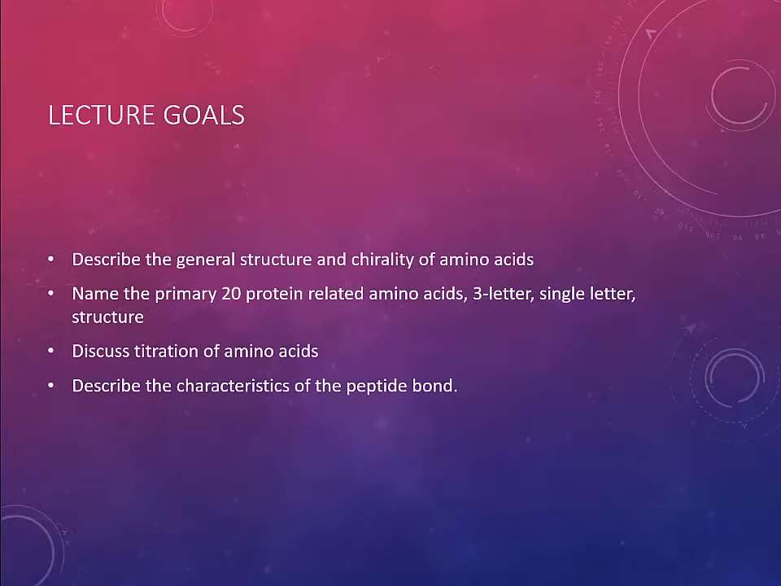Alright, this is a fairly short lecture, but it involves a lot of memorization. You will know you're finished with Chapter 3 when you can describe the general structure and chirality of amino acids, name the 20 protein-related amino acids, their structure, three-letter code, and single-letter code, discuss the titration of amino acids, and describe the characteristics of the peptide bond.